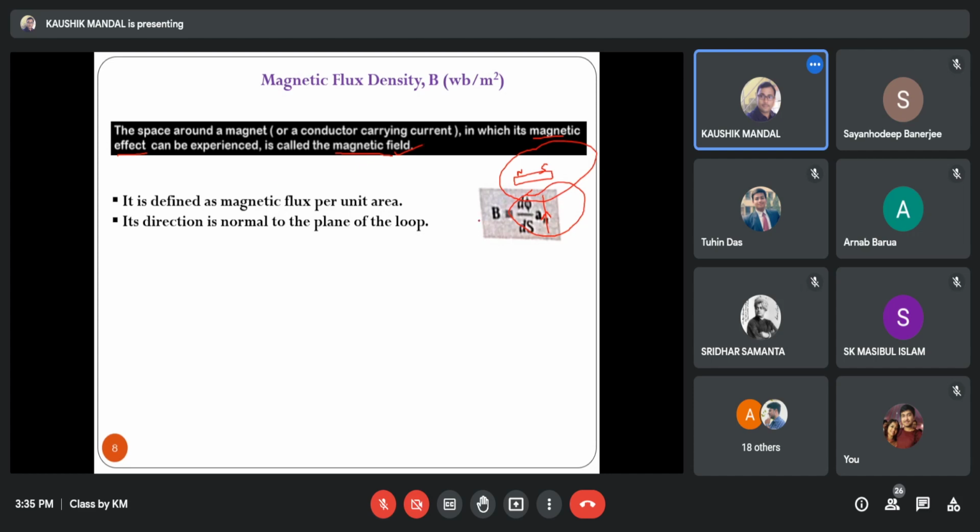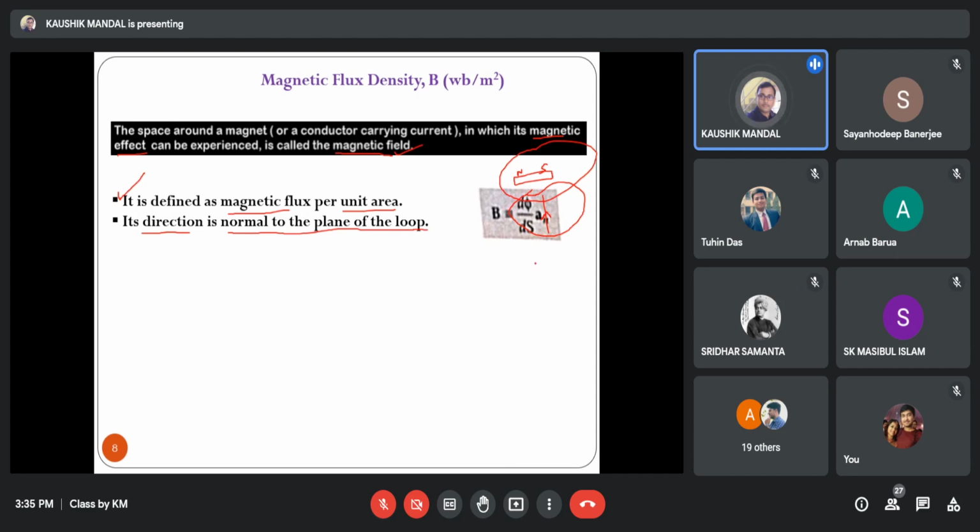So this magnetic flux density is defined as the magnetic flux phi per unit area. That is the amount of magnetic flux per unit area. That is B equal to d phi by ds. Now, when we are discussing the magnetic flux density, that is the magnetic flux per unit area, then obviously we have to consider the direction of this magnetic flux density. What will be the direction of this magnetic flux density? That will be the normal to the plane of the corresponding closed surface.